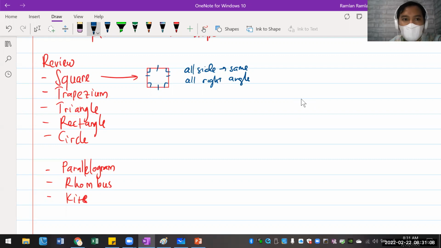Okay, so we have four sides, of course, four sides. All the sides need to have the same size, the same length, and all of the angles are right angles. Okay, so that is the first one.